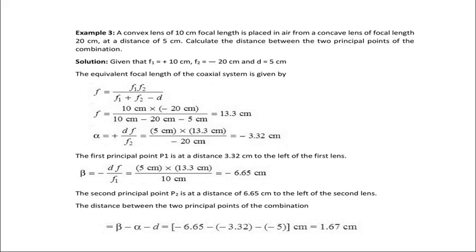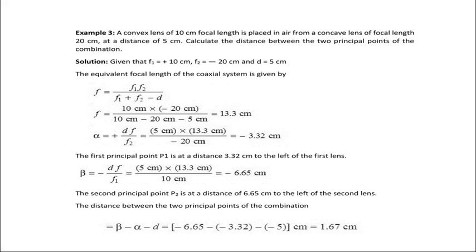Solution. Given that f1 is equal to plus 10 cm, f2 is equal to minus 20 cm, and d is equal to 5 cm. The equivalent focal length of the coaxial system is given by f is equal to f1 f2 by f1 plus f2 minus d. Substituting the values, 10 cm into minus 20 cm by 10 cm minus 20 cm minus 5 cm, which is equal to 13.3 cm.